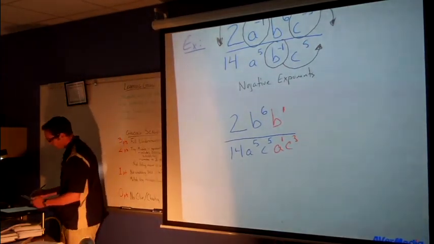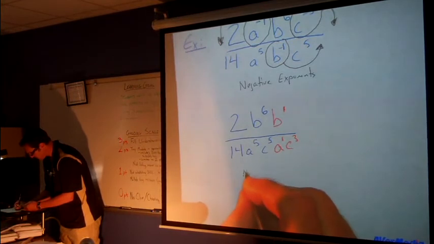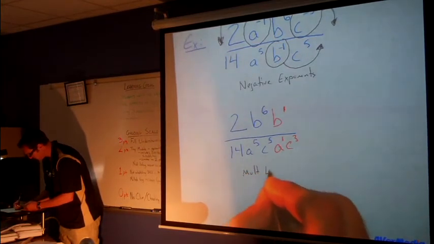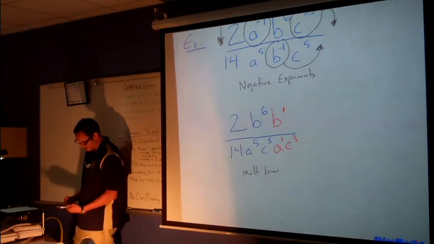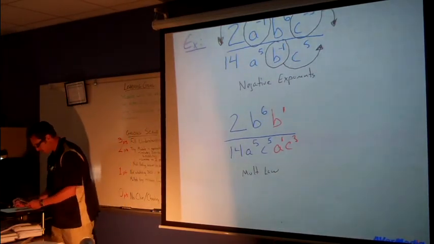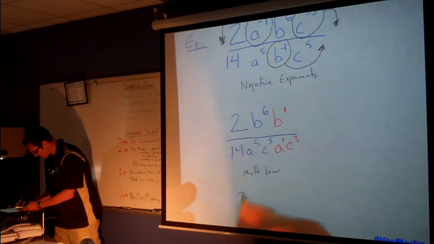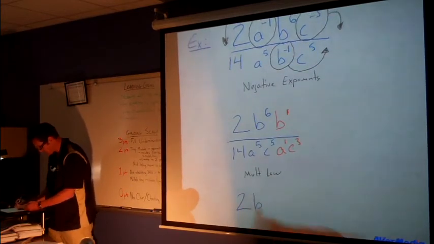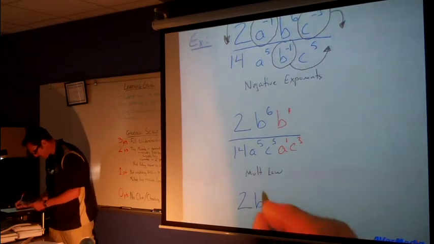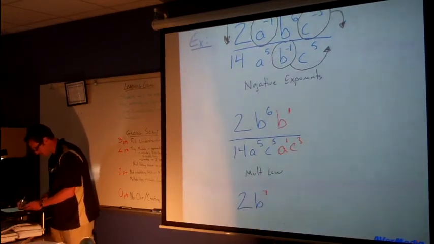So now what we're going to use is the multiplication law: if you're multiplying 2 numbers that have the same base, keep the base, add the exponents. At the top, the 2 stays there. B to the 6th times b to the 1 is b to the 7th. Keep the base, add the exponents.